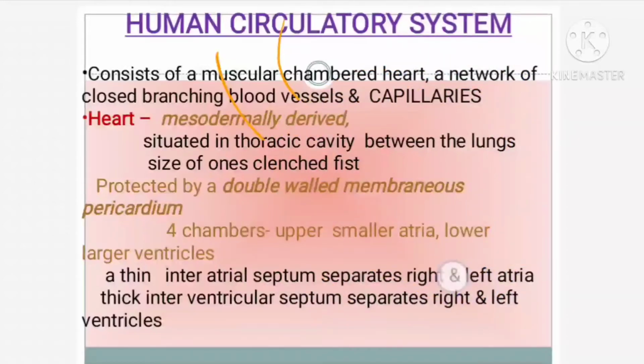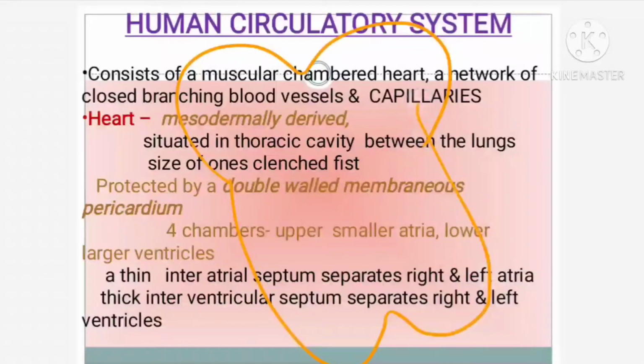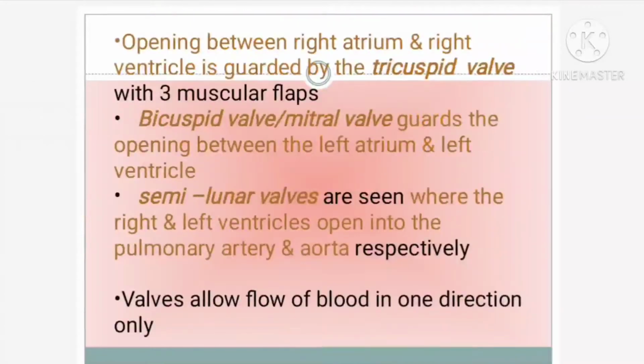And four chambers are there. When you look at the heart, the upper two we call the auricles or the atria, and the lower ones we call the ventricles. The lower ones are larger in size and the auricles are smaller in size. A thick interatrial septum is present. In between the two atria there is a separation, we call it the interatrial septum. And in between the left and the right ventricles there is also a partition, which we call the interventricular septum.